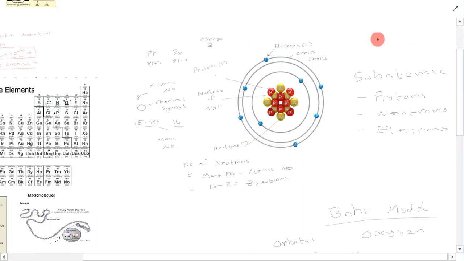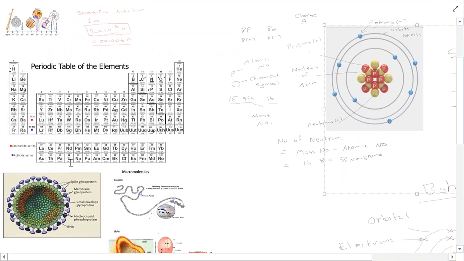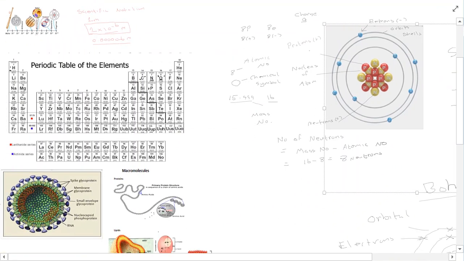So a way to think about this is when we look here at the coronavirus, the coronavirus can be broken down into parts.